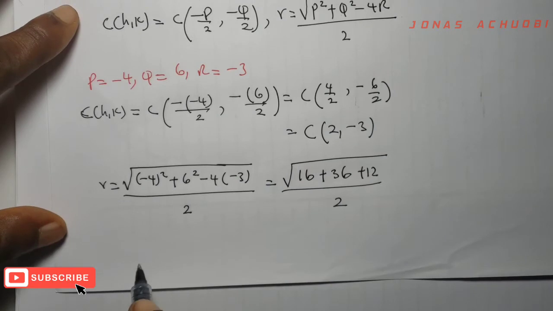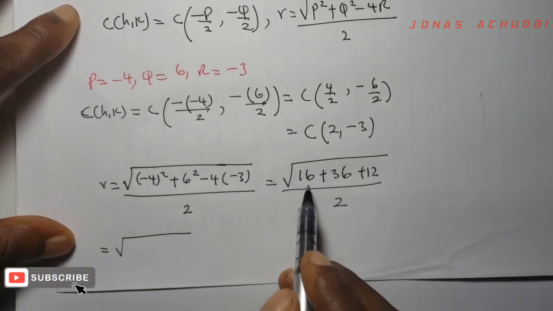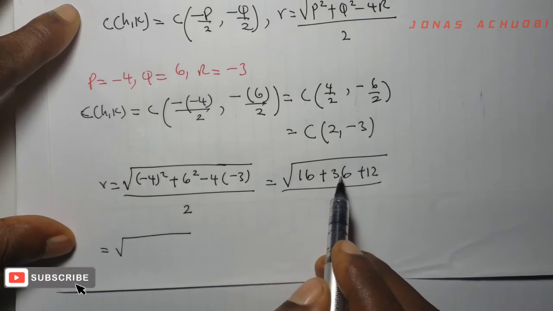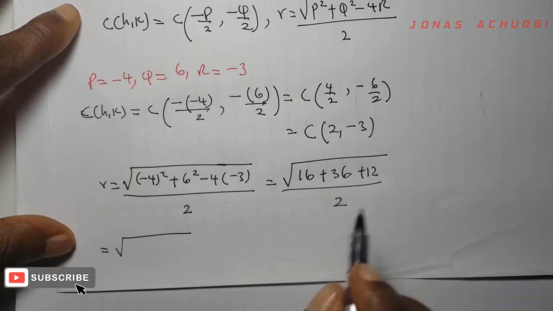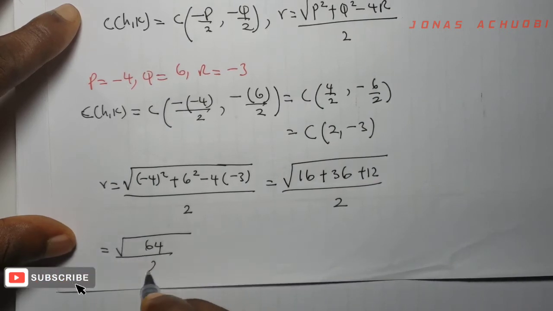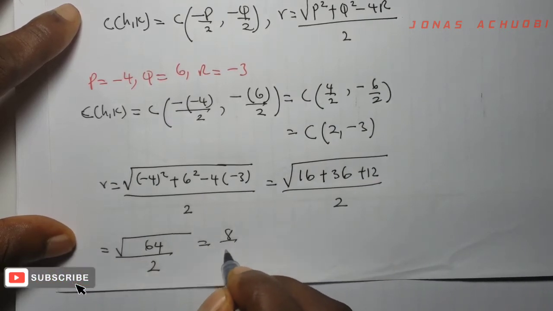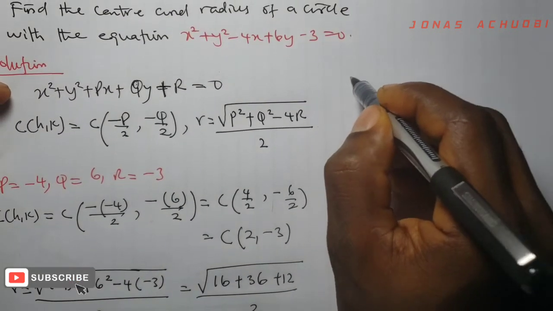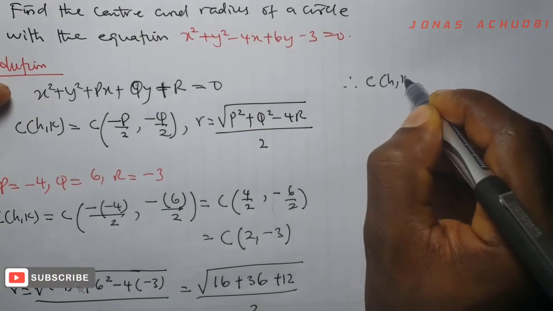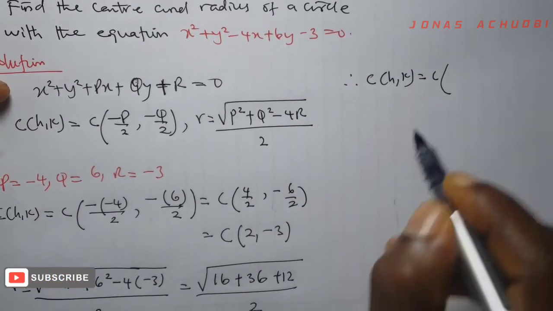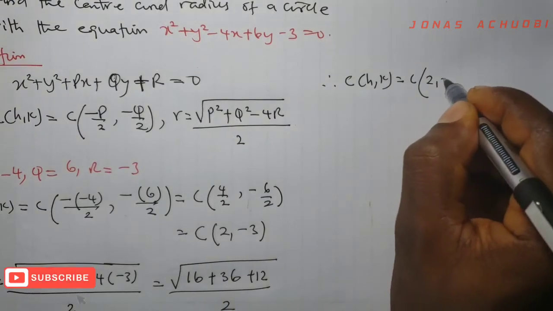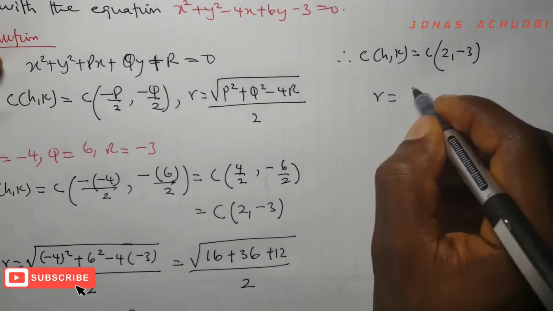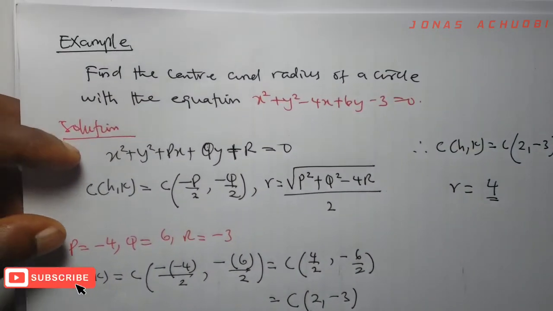Let's simplify this further. We get the square root of 16 plus 36, which is 52, and 52 plus 12 is 64. The square root of 64 over 2 gives us 8 over 2, equal to 4. So we conclude that the center of the circle C(h, k) has coordinates 2 and negative 3, and the radius of the circle r is 4.